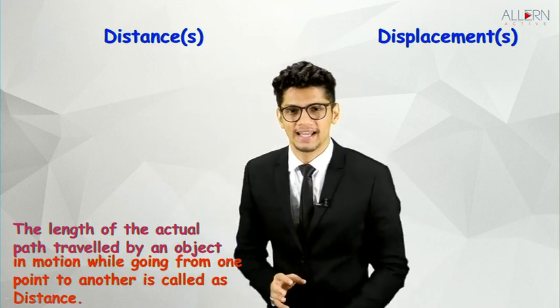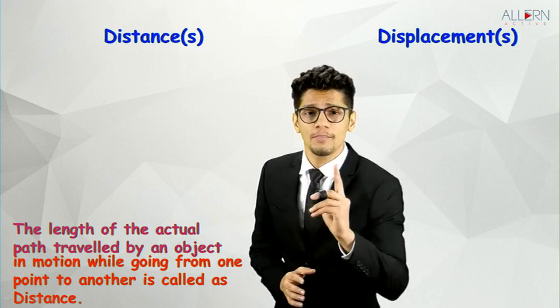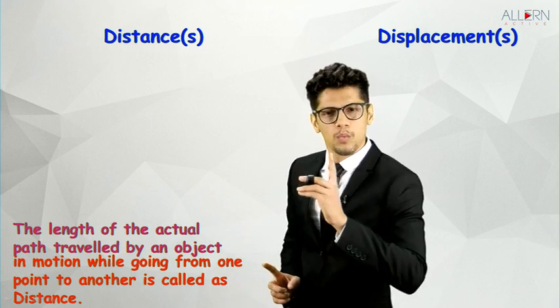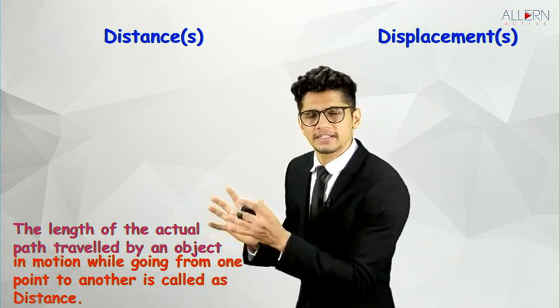So let's see what the definition exactly is. The length of the actual path traveled by an object in motion while going from one point to another is called distance. So this is the definition of distance.